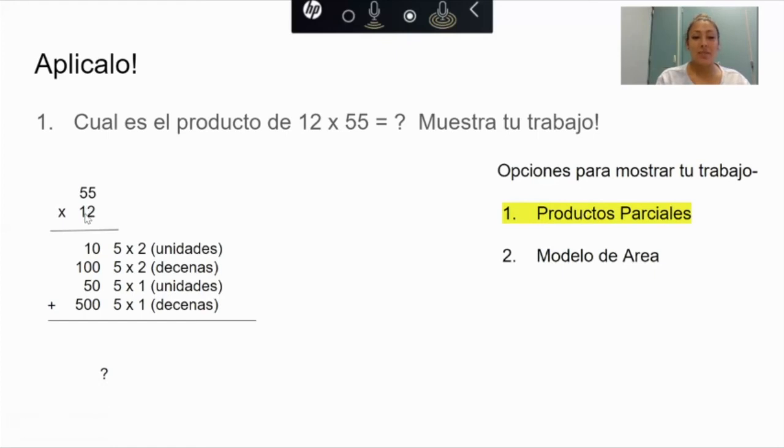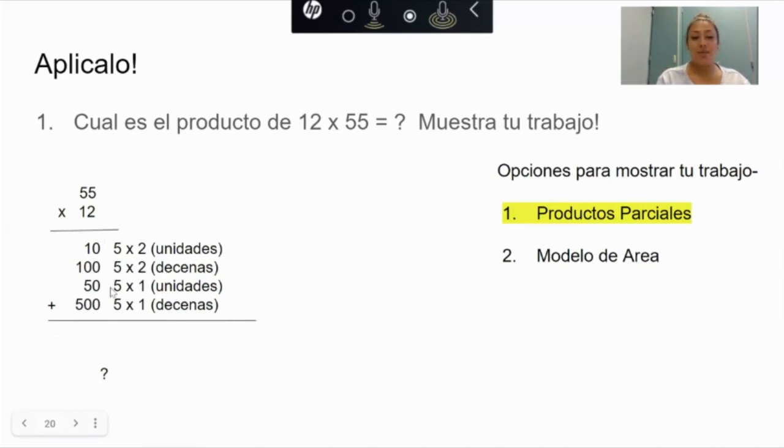Luego termino con 1 multiplicado por 5. Sé que estos dos números están en la posición de decenas. Entonces, multiplico 1 por 5. Pero como sé que son en las posiciones de decenas, tengo que agregar ceros, 2 ceros. Y escribo mi respuesta, 500. Ahora tengo que sumar todos mis números de aquí abajo. ¿Pueden encontrar la respuesta?